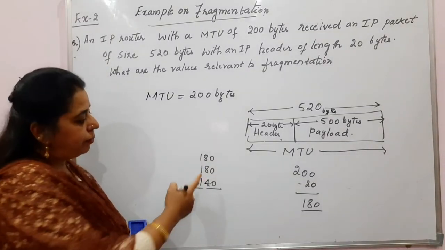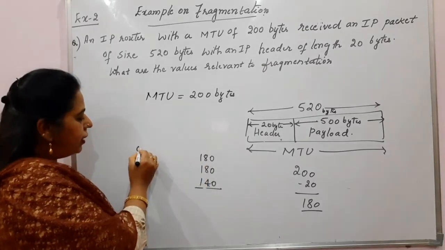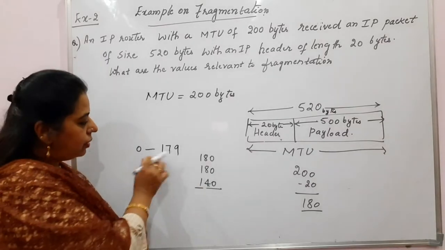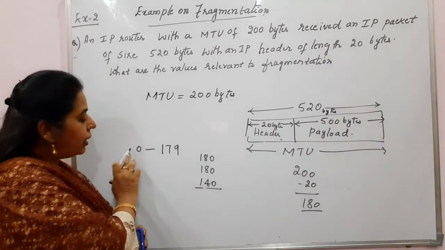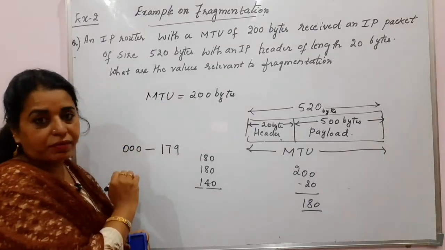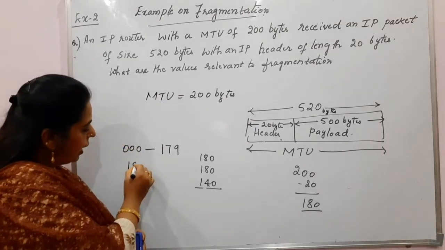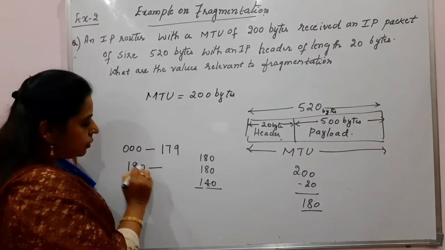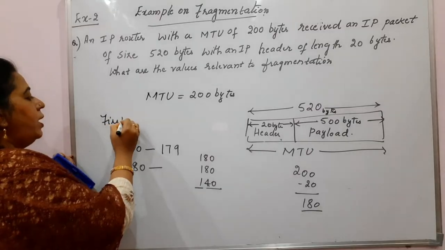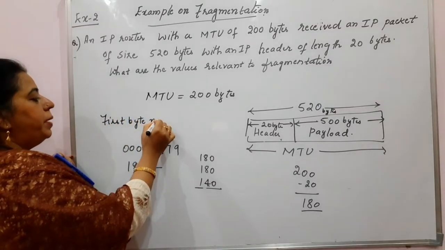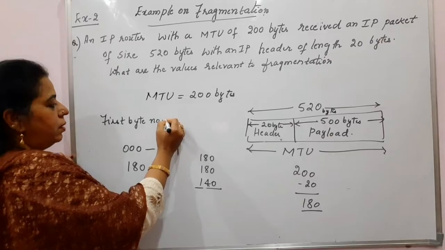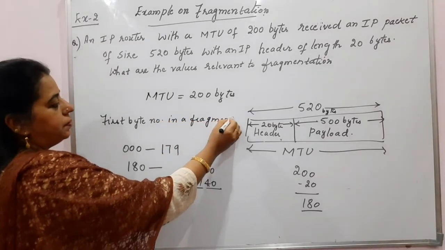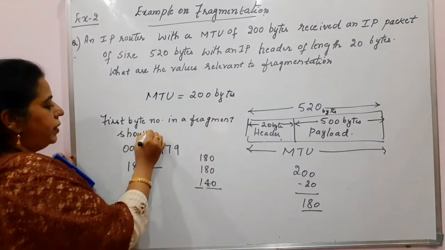But one thing you have to remember: if you take the fragment size as 180, then the first fragment will have a range of 0 to 179, isn't it? That means in the first fragment you have bytes starting from 0 to 179, and the next fragment will have bytes starting from 180. Remember that the first byte number in any fragment should be divisible by 8. The first byte number in a fragment should be divisible by 8. This one should get satisfied.